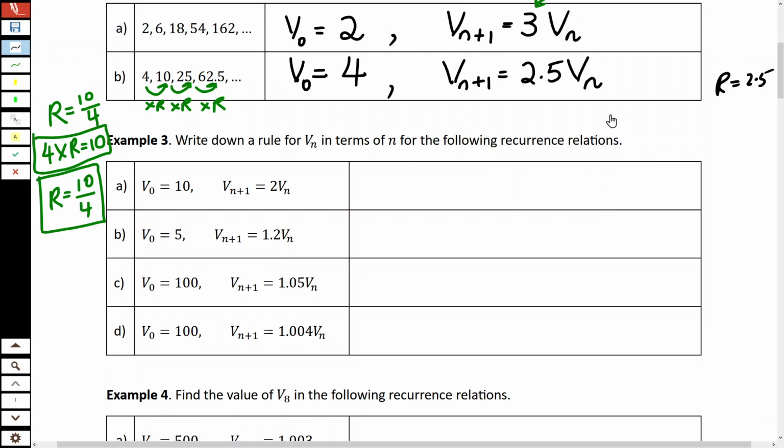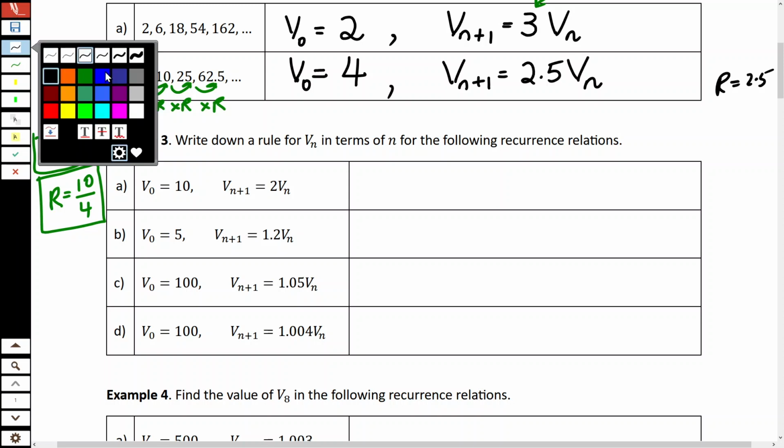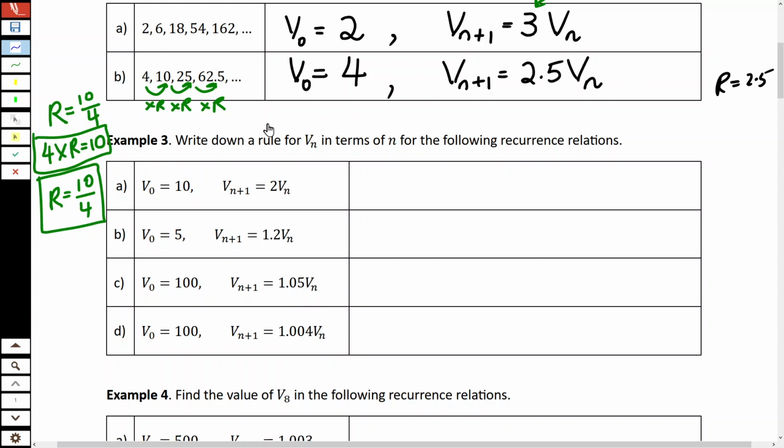All right, example number 3. I need to give you a bit of theory here. So, here's the theory. If V naught is some number A, doesn't matter what it is, I'll just call it A, and Vn plus 1 equals capital R times Vn, then I can give you a formula for Vn without needing to press enter on the calculator multiple times.